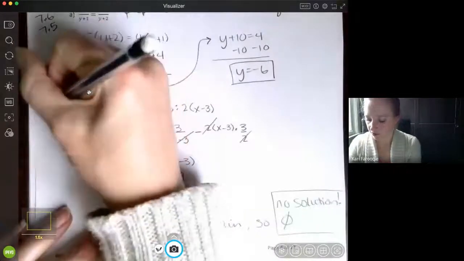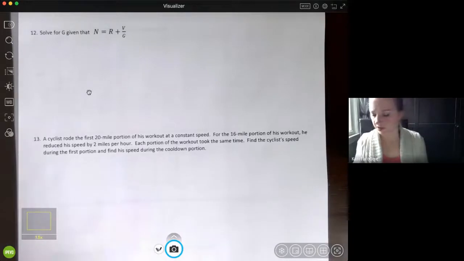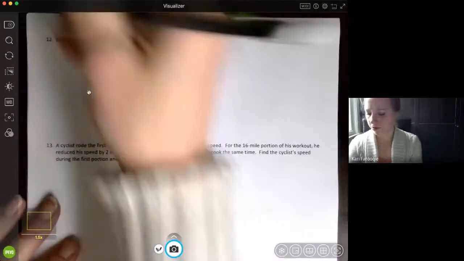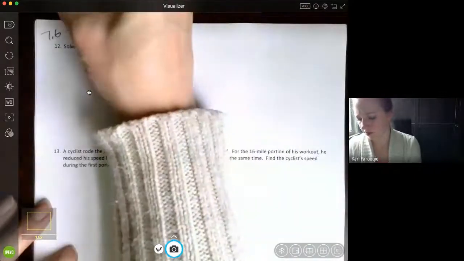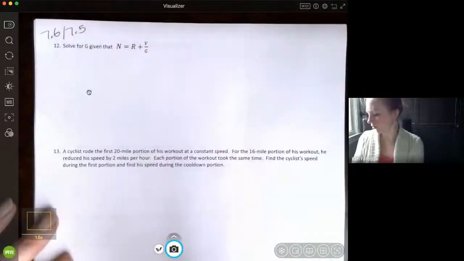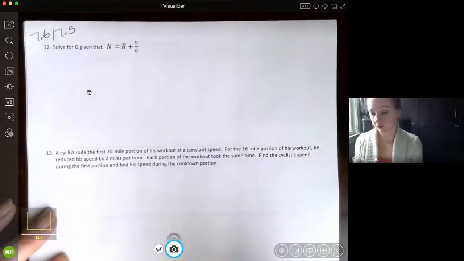Okay, now that was 7.5. All right, we did a little bit of solving for variables, not a whole ton. This is another thing that you would have seen in chapter 7. I think it was either 7.5 or 7.6. A little bit of both, maybe. Maybe it was 7.6, but it uses still the idea from 7.5.